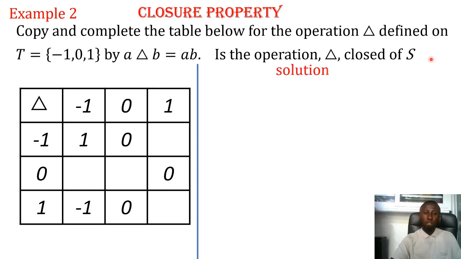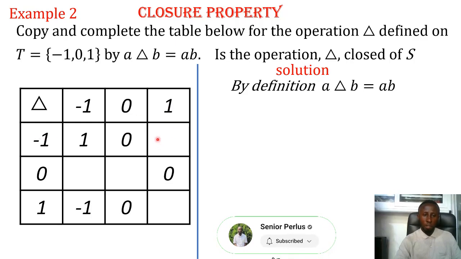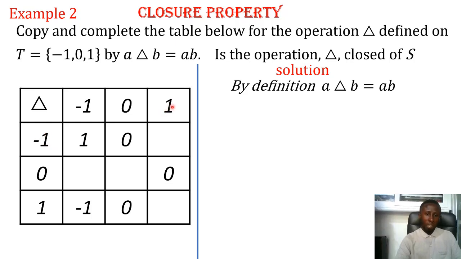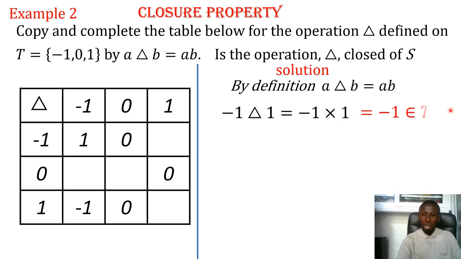So solution. We already have our definition, A triangle B is equal to AB. So we are solving. You can pick this one as A and this one as B, or the other way round. It's up to you. So my A here is -1, and my B is 1. When we say it's AB, it means -1 times 1. So just paste into the definition. -1 times 1 is -1, and -1 belongs to T. So this one is also closed.